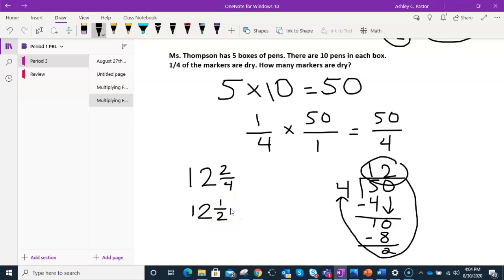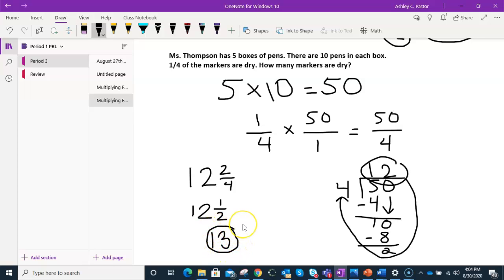Now, here's where you want to be careful. They're saying how many markers are dry. We can't have half a marker. And there's going to be some times when you do some problems where they're going to give you a fraction. We cannot round down toward 12 because we still have this half. So the answer for us is going to have to be 13. So we're going to put 13 markers are dry.